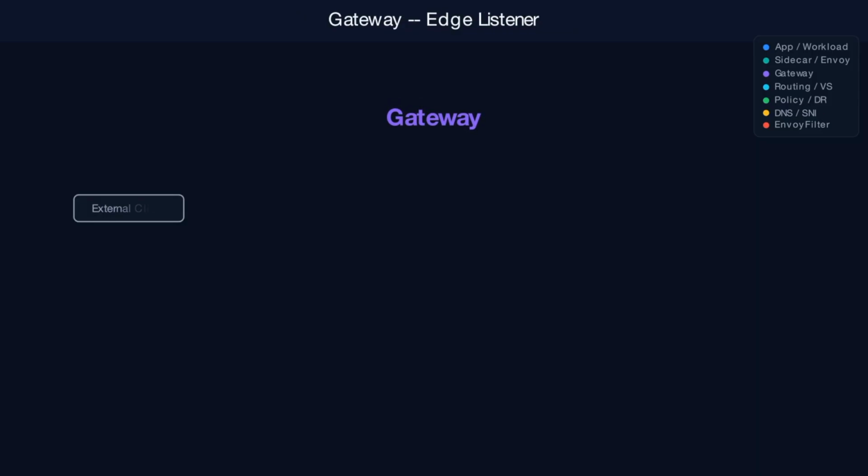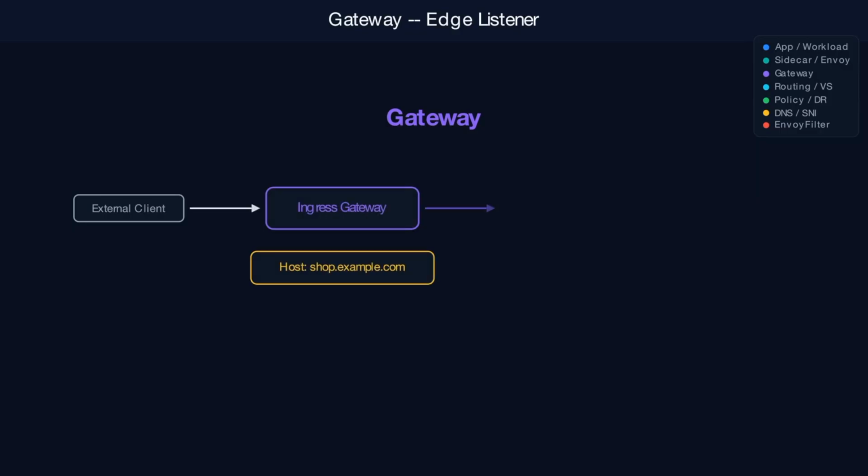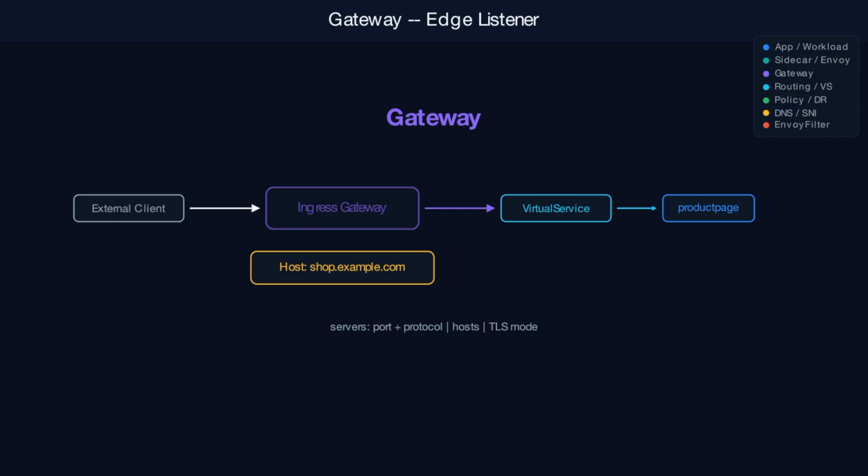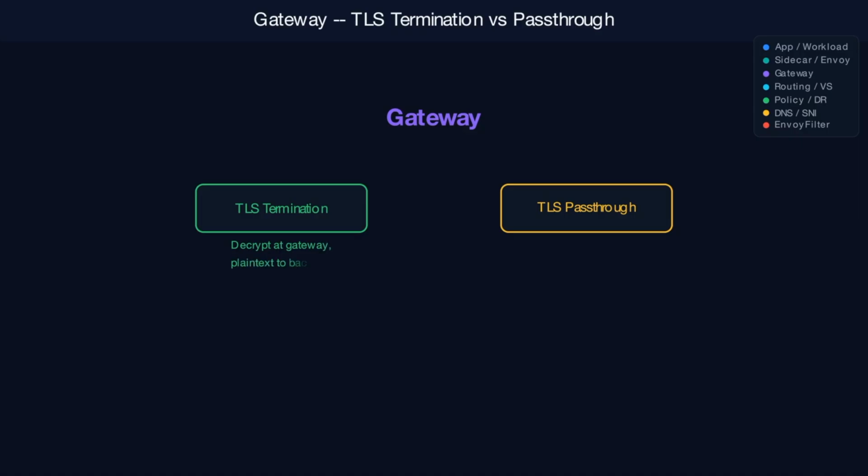Gateway configures Envoy listeners at the mesh edge, specifically on ingress or egress gateway deployments. Think of it like the front door and security desk of a building. It decides who can enter and what identification they need before anyone reaches the signposts inside. The key fields are servers, which define listeners with port and protocol, hosts, which specify which host names this server accepts, TLS modes, which control termination versus passthrough, and binding.